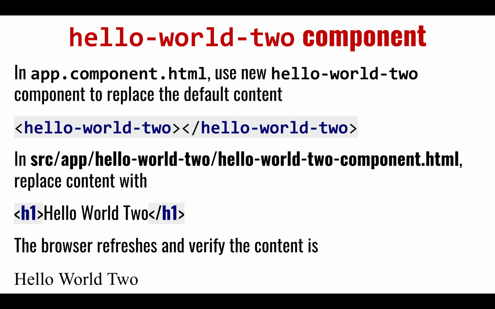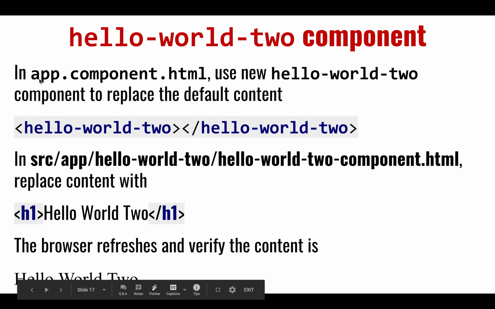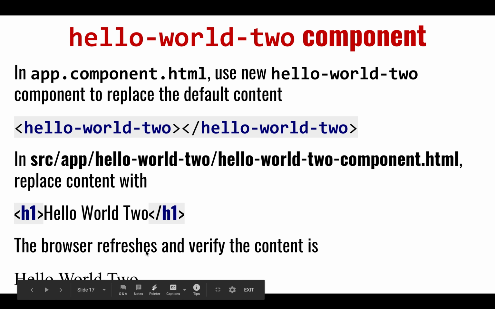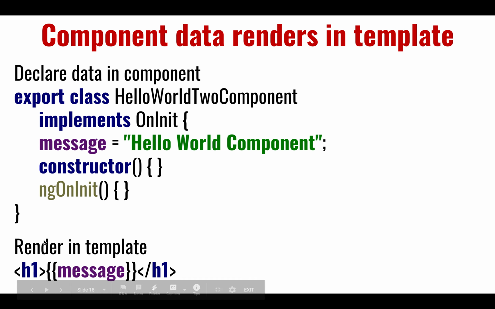So let's take a look at this. All right, so in the app.component, we can replace our first hello world with our new hello world, and we can update the content of the HTML to just say hello world 2, right? And then if we refresh, we see that indeed it's rendering as hello world 2.